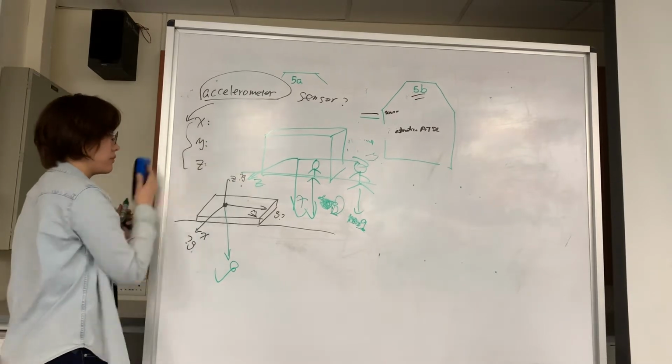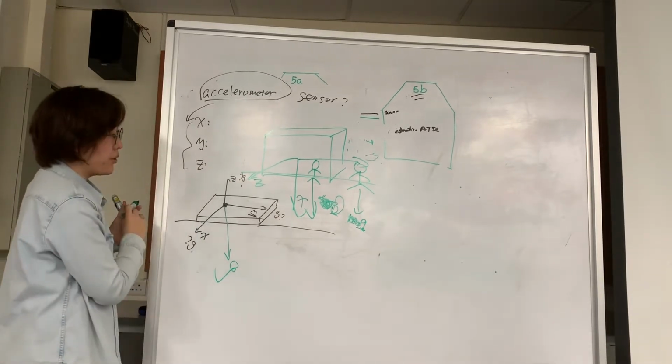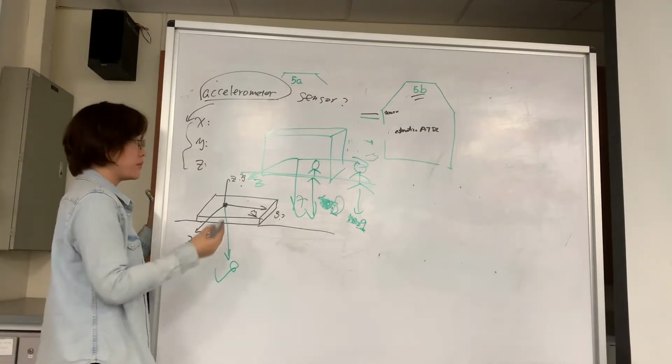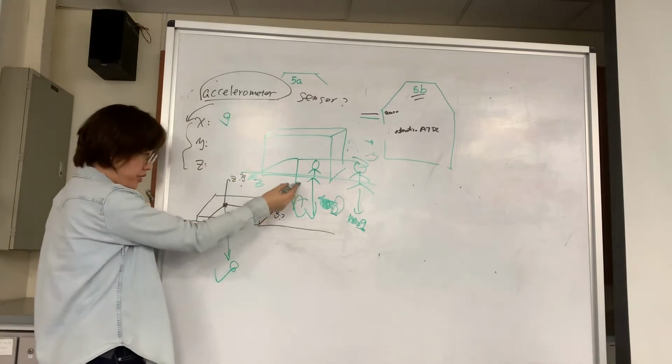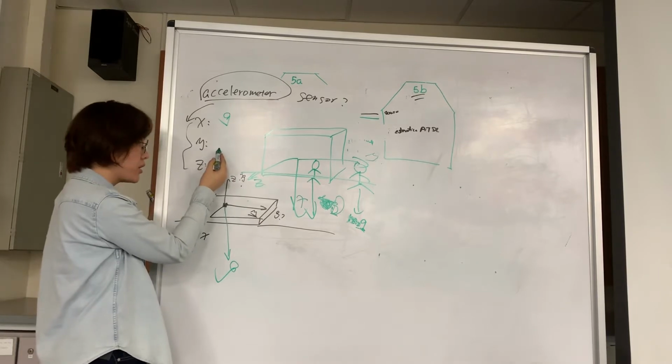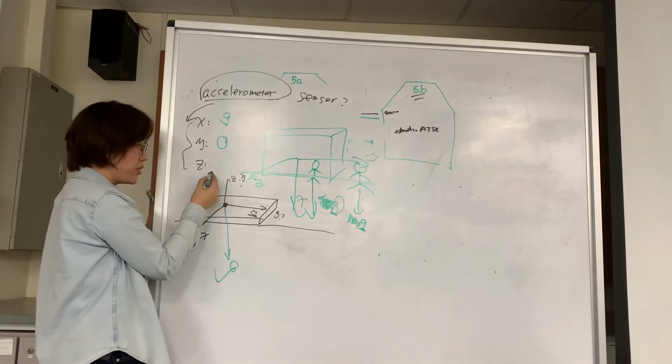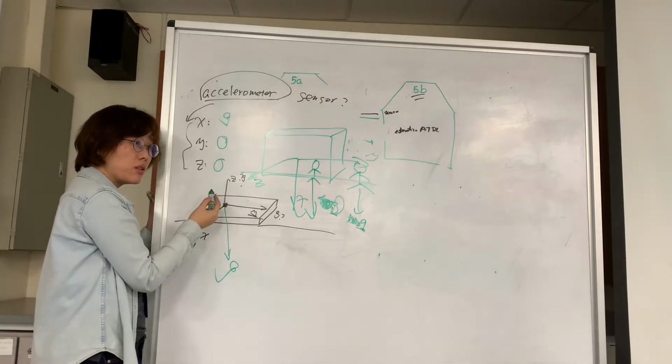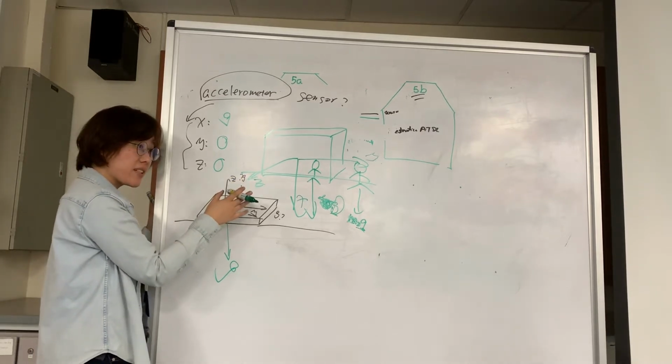X value? g, positive g, because g is in the same direction as positive x. Y value, 0. What z value? 0. I mean, I'm talking about the perfect case, okay?